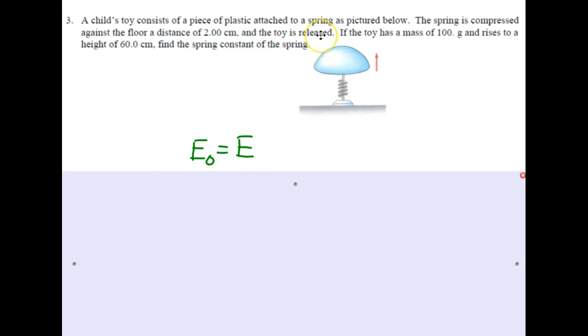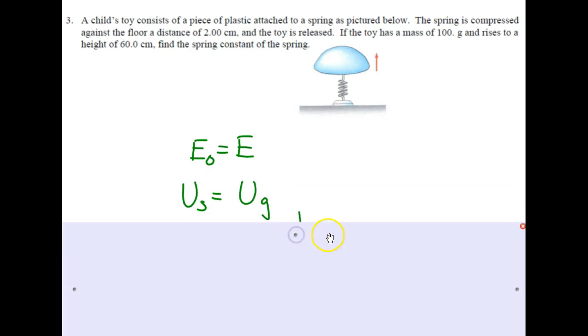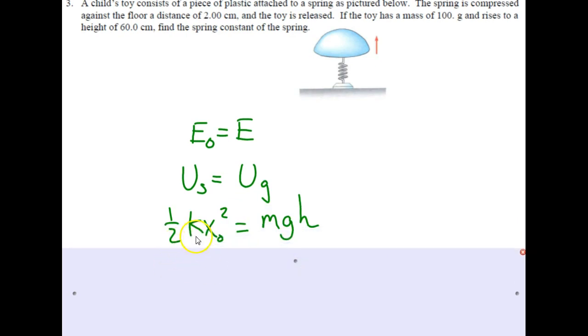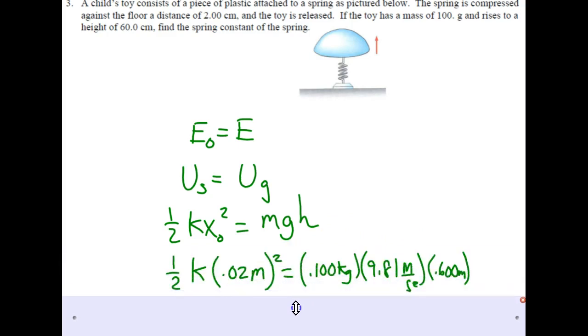At its maximum height, it's stopped, so no kinetic. Has it gained a height in a gravitational field? Yes. So our conservation of energy statement becomes US equals UG. In equation form, that would be 1/2 k x0 squared, the elastic potential energy stored in the spring initially, equals mgh, the gravitational potential energy gained at the end of the event. We go ahead and substitute. There is no canceling we can do here.